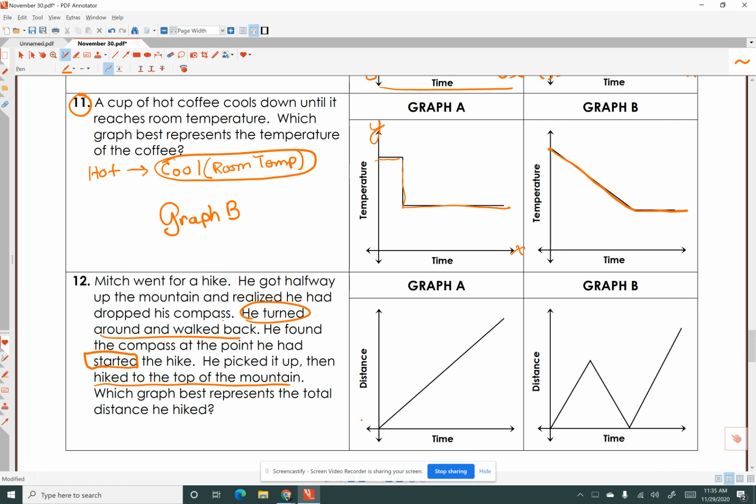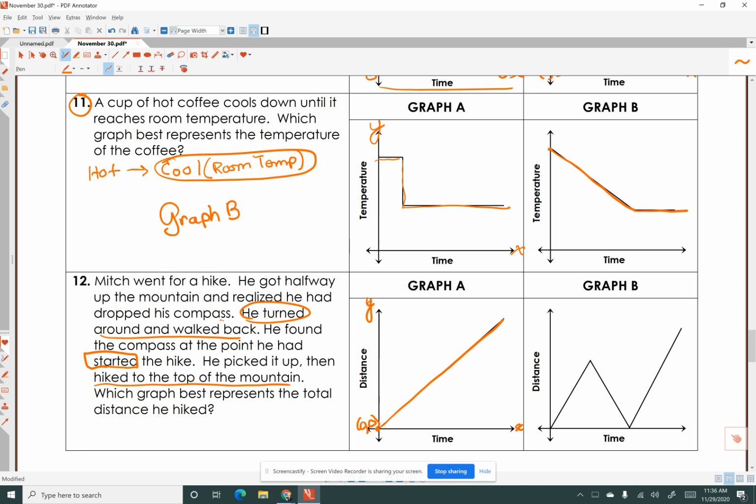So this would be 0 on the time, x-axis, and here we have 0 on the distance, y-axis, and we can imagine that as height, maybe in feet or yards or meters. So here in graph A, we just have a constant hiking up the mountain. And it doesn't talk about coming home, just says he hiked to the top of the mountain. So this is an incomplete graph of his total hiking day.